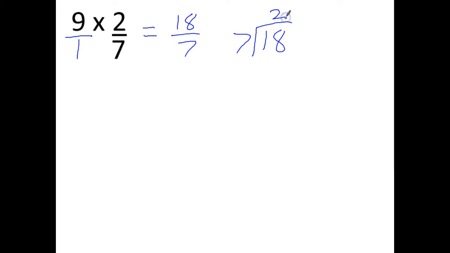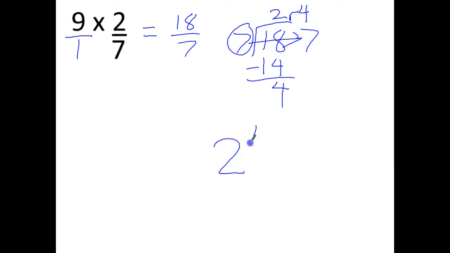Try it out. Step 1, get my 1 under the 9, because 9 over 1 is the same as 9. 9 times 2, top times top, equals 18. Bottom times bottom, 1 times 7 is 7. 18/7. How many 7s in 18? 2 of them. 2 times 7 is 14. When I subtract, I got 4. 2 remainder 4. Don't forget to bring that 7 over. So my answer would be big 2 and 4/7.